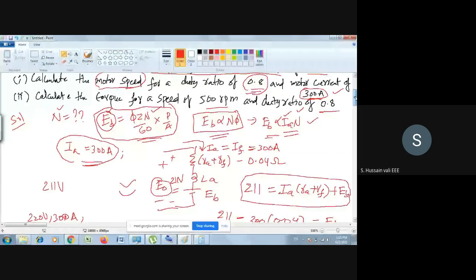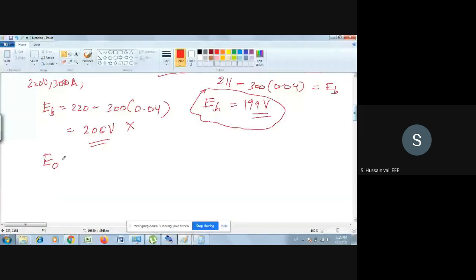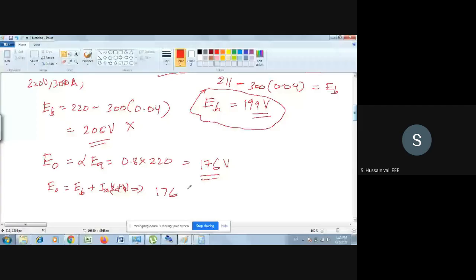So at this duty ratio, what is the E naught value? We will get it now. E naught is equal to alpha EA. So 0.8 into what is EA? Supply voltage of chopper, 220 volts. And what is the answer? Yeah, 176 volts. We got E naught equal to 176 volts. Then what is EB? From this, E naught is equal to EB plus IA RA. Then E naught is equal to 176, which is EB plus 300 into 0.04.